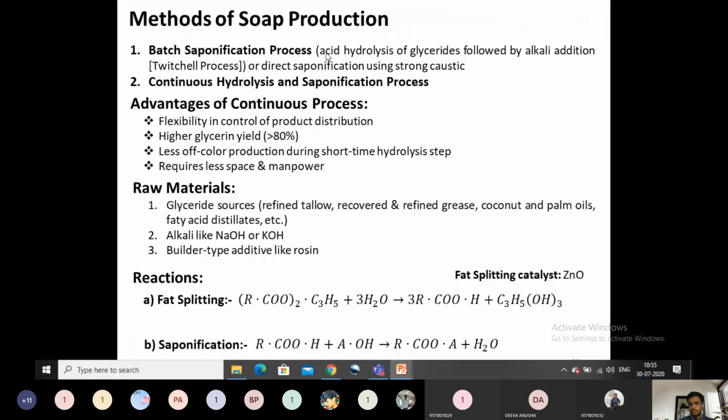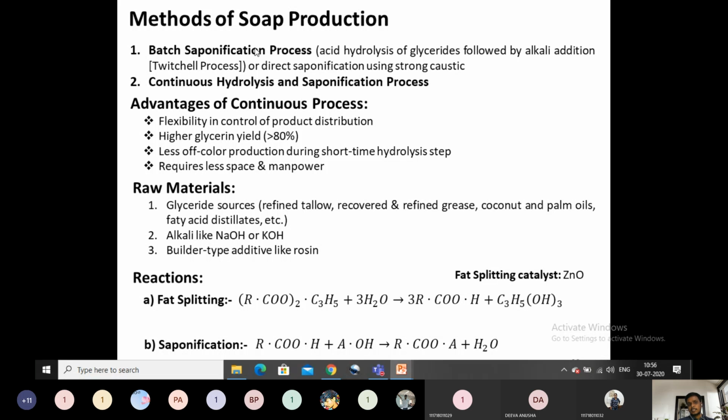In the batch saponification process, there are further two processes. One is acid hydrolysis. In this, acid will act as a catalyst in the hydrolysis of these triglycerides to individual fatty acids and glycerin molecule. Then the obtained fatty acids will undergo a reaction with alkali like NaOH or KOH, and this is known as saponification. So acid hydrolysis of glyceride followed by alkali addition is known as the Twitchell process. This is a batch process.